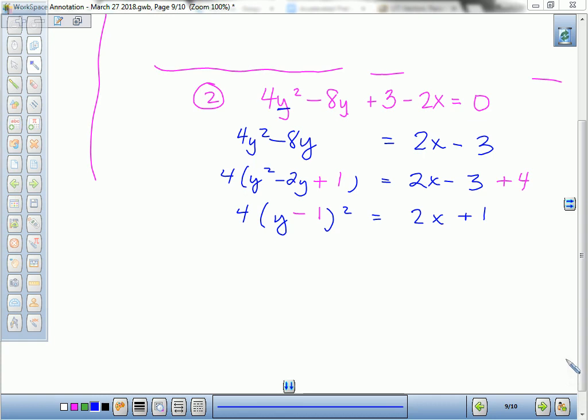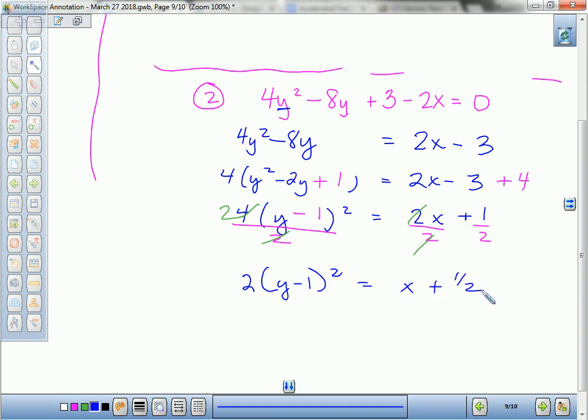Now, that's not all. We have a slight problem. We got a 2 right here. We divide by 2. What happens is we have to divide this by 2, and that by 2. 2 goes into 4 2 times. Those cancel, that doesn't. So I'm left with 2 times y minus 1 squared equals x plus a half. And I'm finally in the right form.